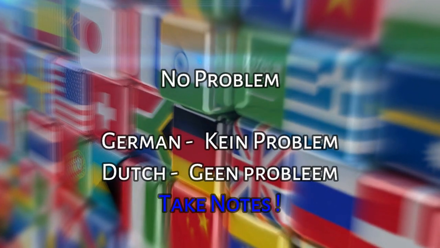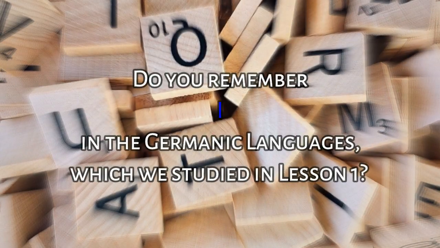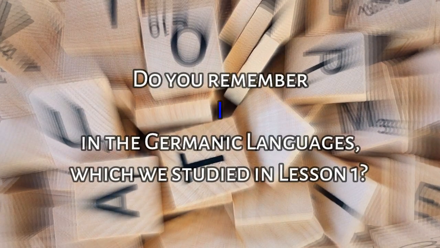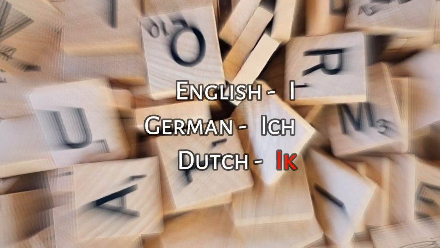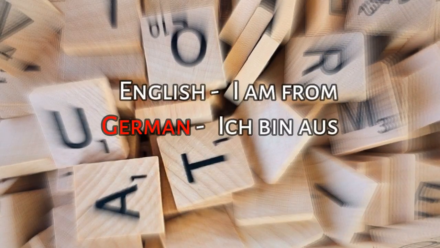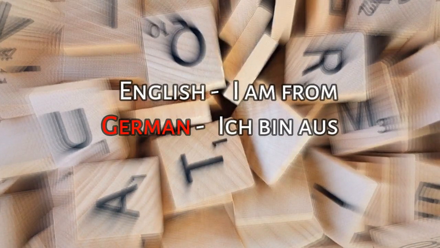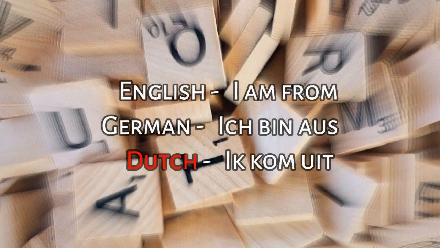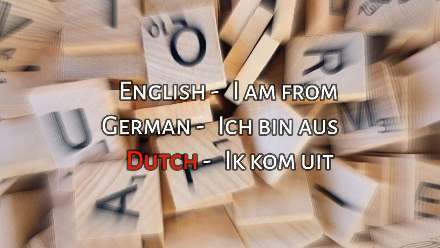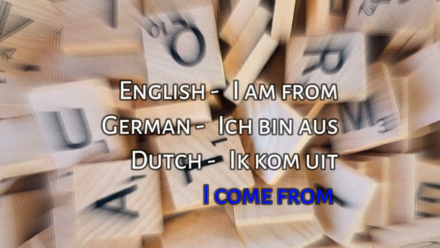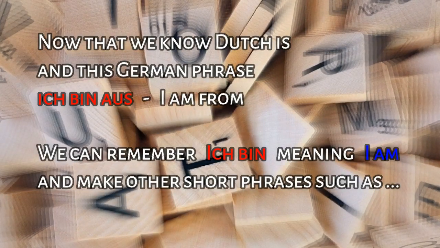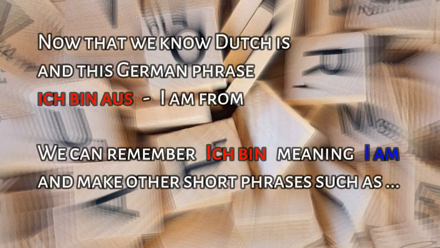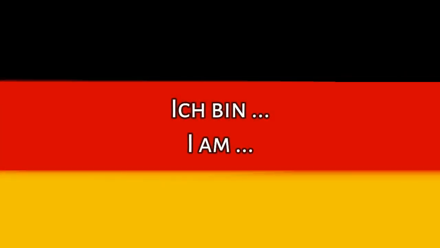So, take notes. Do you remember I in the Germanic languages, which we studied in lesson 1? They were Ich in German and Ik in Dutch. In German Ich bin aus means I am from, and in Dutch Ik kom uit. It feels more similar to English with I come from.